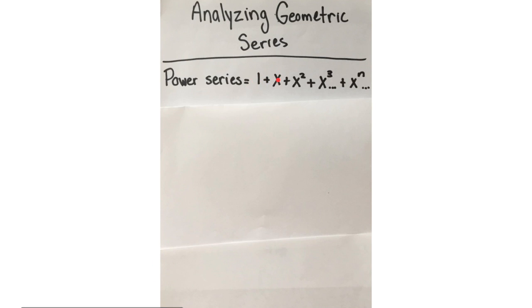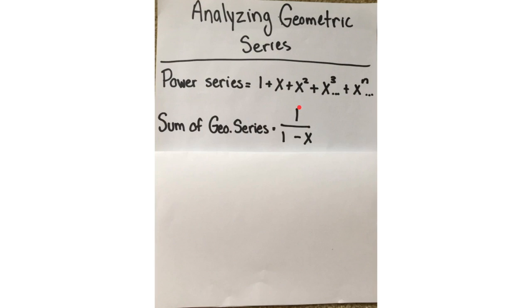by multiplying by a common ratio known as r. So the common ratio in this scenario would be x, because this is the first term, 1, and to get to the second term you multiply by x, to get to the third term you multiply by x, so the r here is x. Another way you can write this is called the sum of the geometric series.